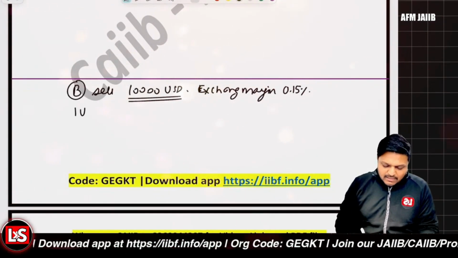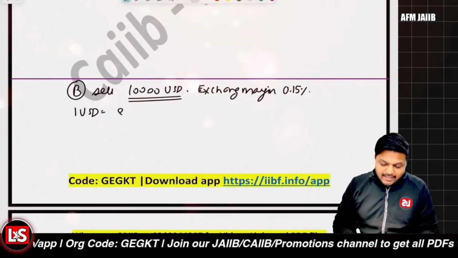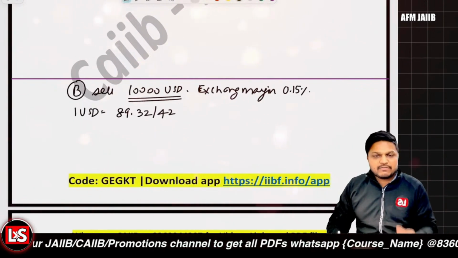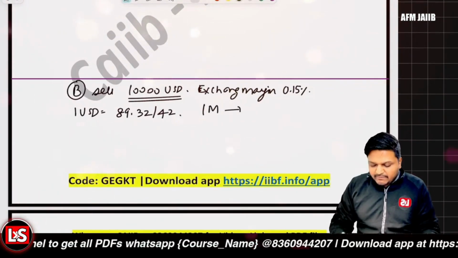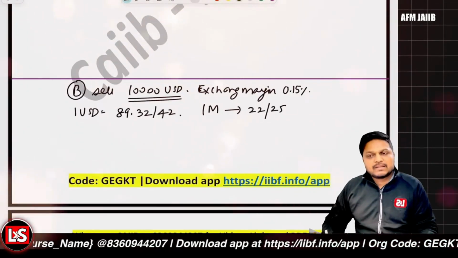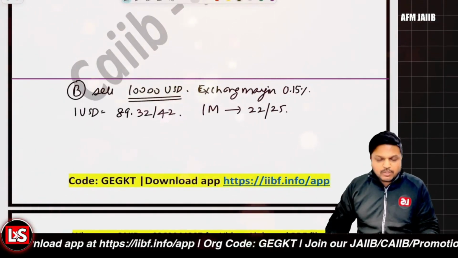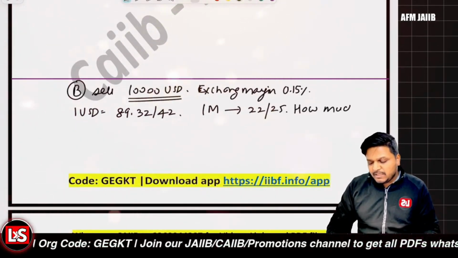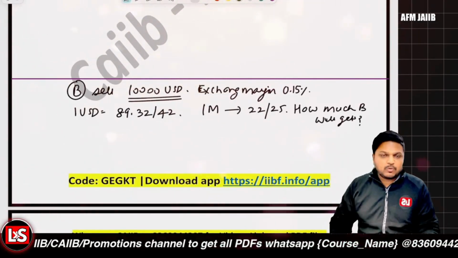And 1 USD is equal to 89.32/42. This is a spot rate which is given to you. And further, 1-month forward points are given to be 22/25. That is also given to you. Now we are to calculate how much money will be credited to person B's account, or how much amount person B will be getting. So we are to calculate this particular amount.